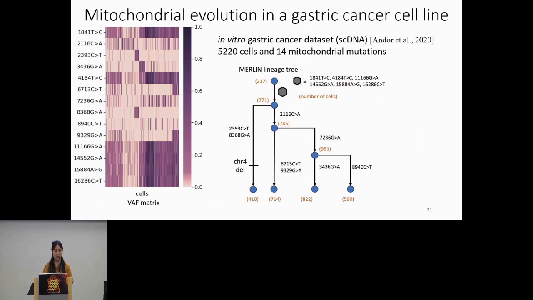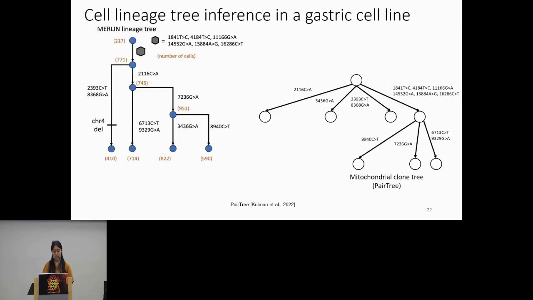Next, we use Merlin to look at a public in vitro gastric cancer dataset that was published in 2020. This dataset has about 5,000 cells, and we're able to identify 14 informative mitochondrial mutations. And here is the mutation tree inferred by Merlin. We noticed that one of the branches in our tree corresponds to cells that are enriched for a deletion in the Q arm of chromosome 4, giving us some confidence that we are identifying a tree that is biologically plausible.